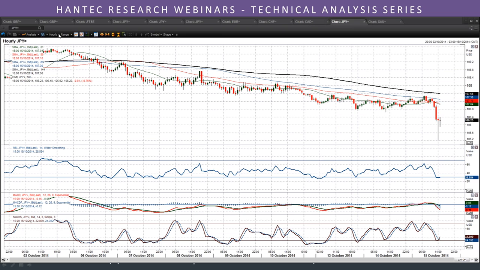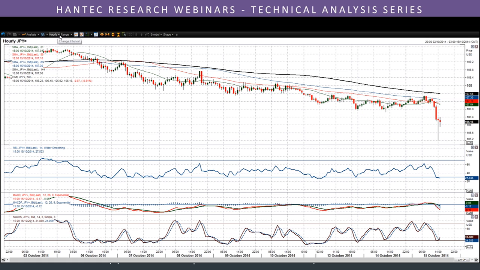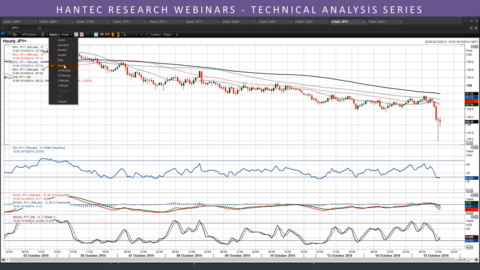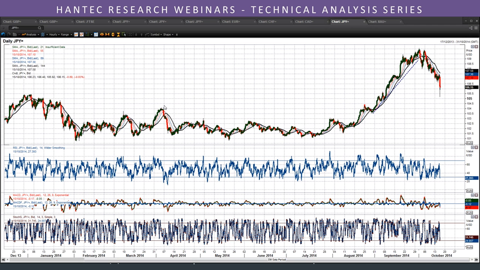Coming back. Now I have to apologise, my computer is really slow. Anyway, okay, so we'll try the dollar yen chart again.